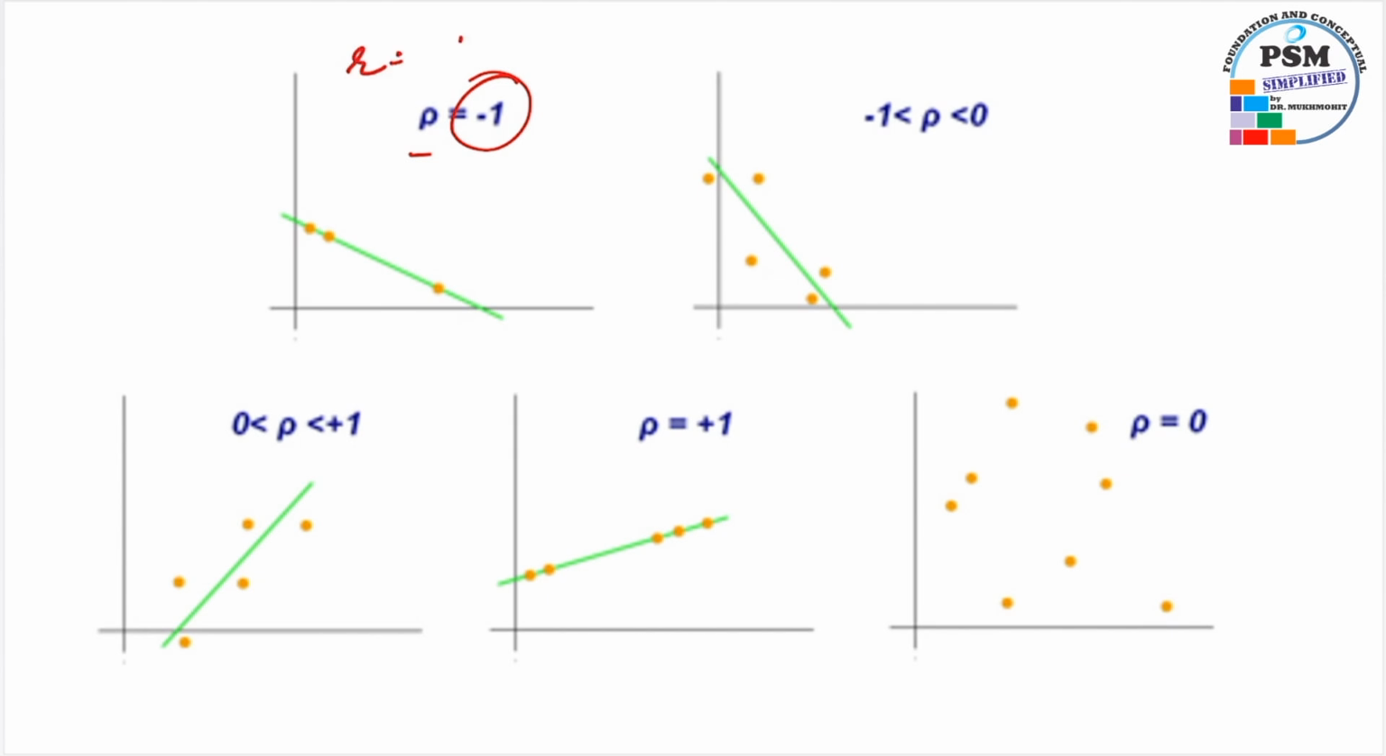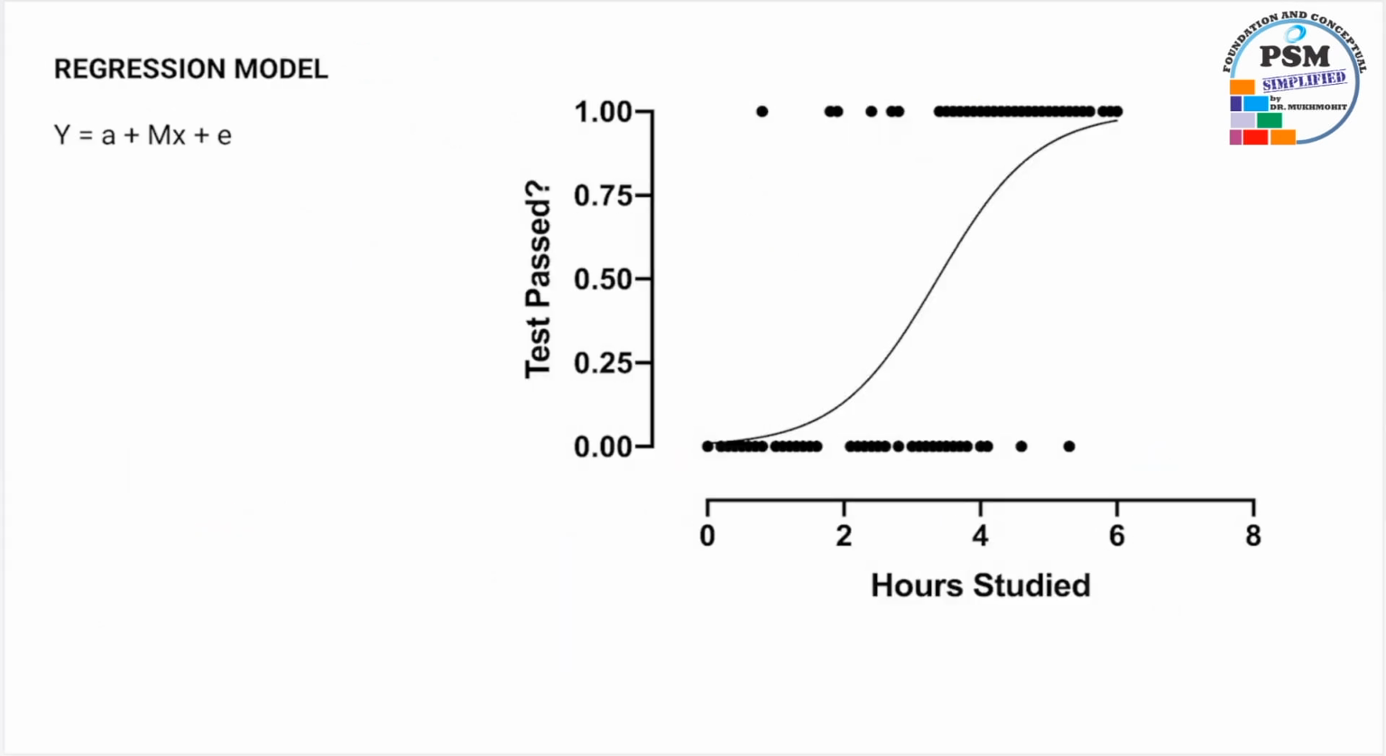If the value of R, or the rho value, is -1, it means a perfect negative correlation. This one has a rho value more than -1 but less than 0, so it's not a perfect negative, but a negative correlation. This one shows a positive correlation, this is slightly positive or perfect positive. This one is slightly positive, and R equal to 0.